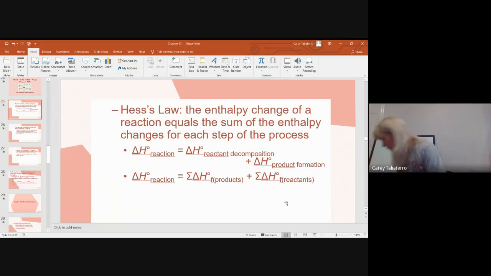So if you look in your textbook on page 344, you go through this process of Hess's law. So you're adding, it's the sum of the enthalpy changes for each step of your reaction, and that gives you the overall heat of your reaction. So how are we going to do this?